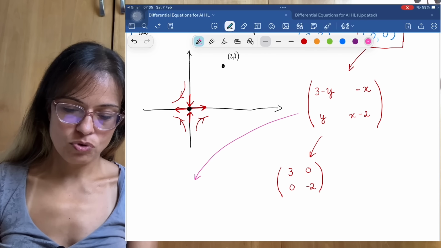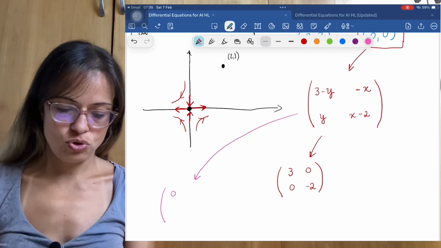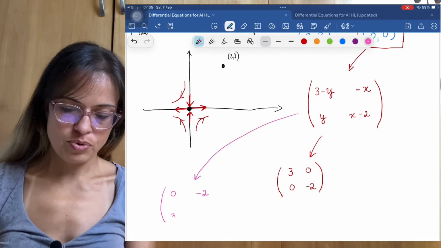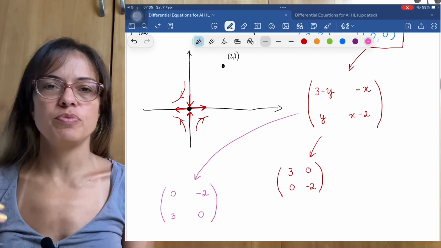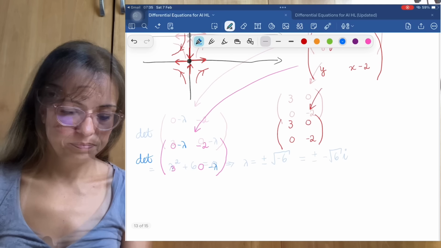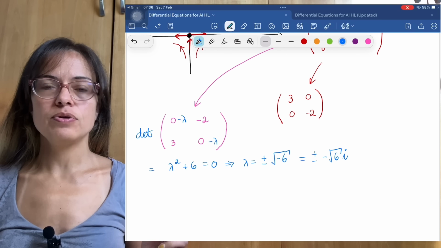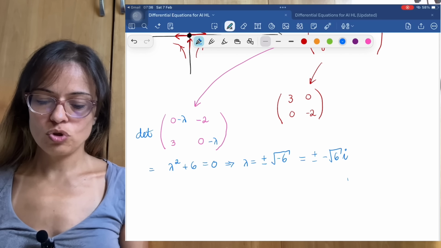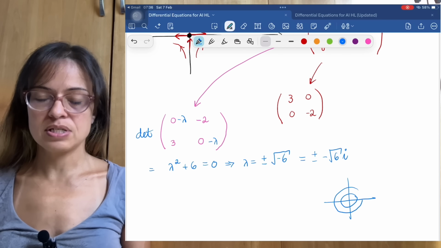So when I plug in those values, y is 3, so this is 0, x is 2, so here we have a negative 2, again a 3 here, and a 0 here. This is probably going to give me complex eigenvalues, but let's check. Yes, that's exactly what happened, and I'm getting eigenvalues with the real part equal to 0, which should be the type that just goes around in closed circles.